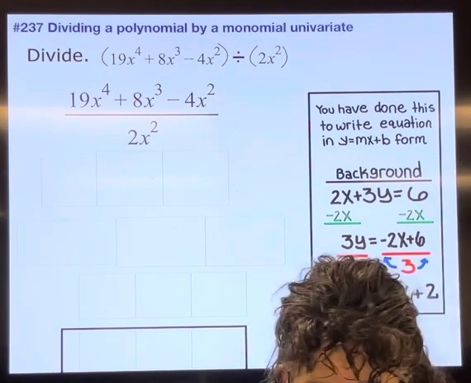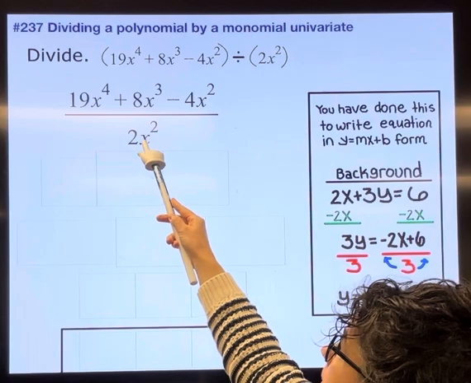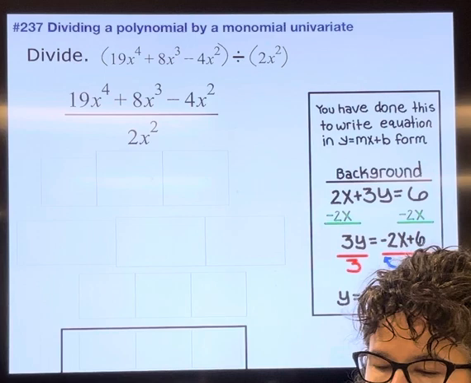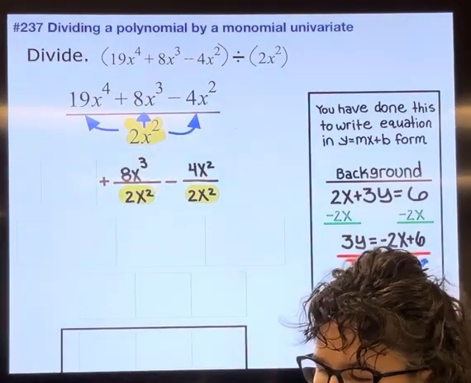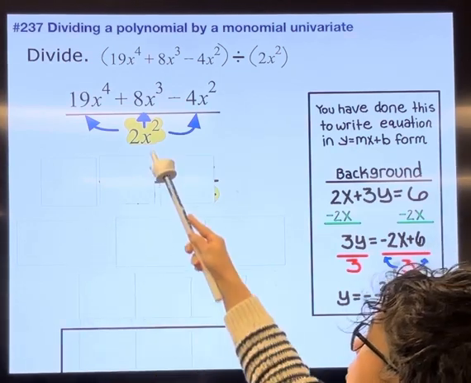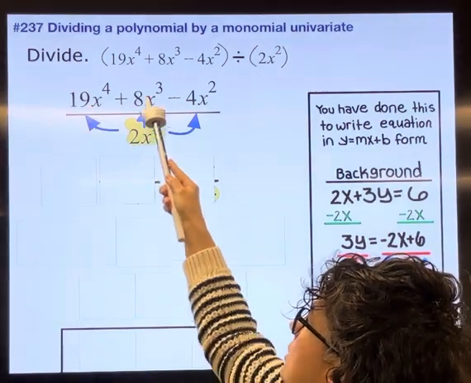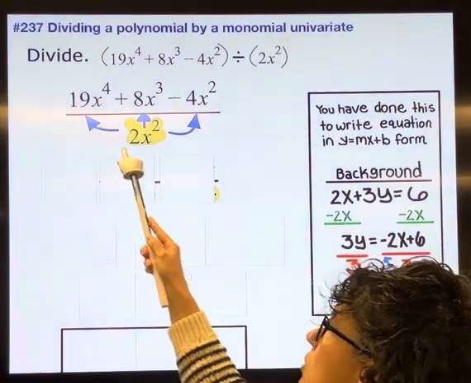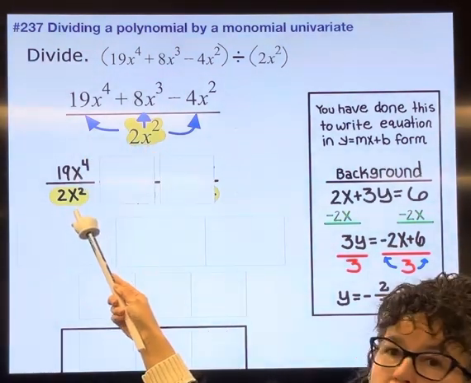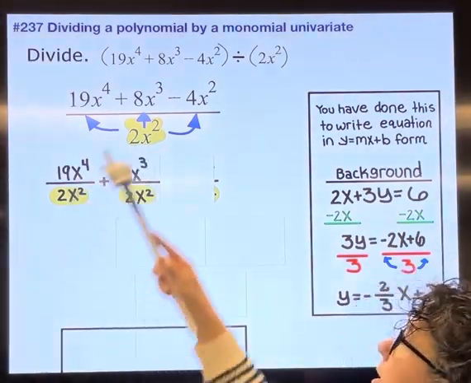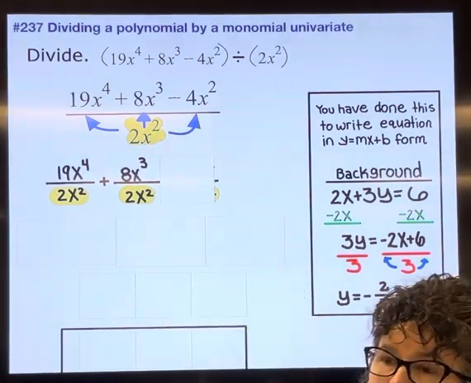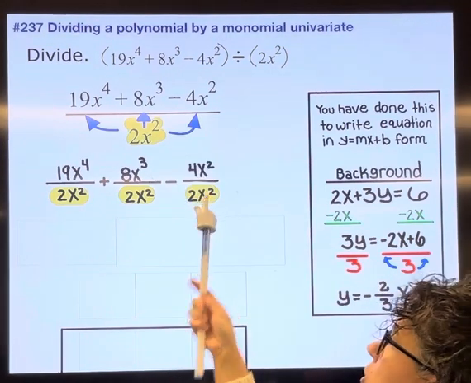This is the same thing. We have a single term, and we have all three of these terms divided by this single term, so it belongs to all three of these. Okay, so the 2x squared goes to this one, goes to this one, and it goes to this one. So I'm going to take this 19x to the fourth and put it over 2x squared. And I'm going to take the 8x to the third and put it over 2x squared. And the minus 4x squared and put it over 2x squared.